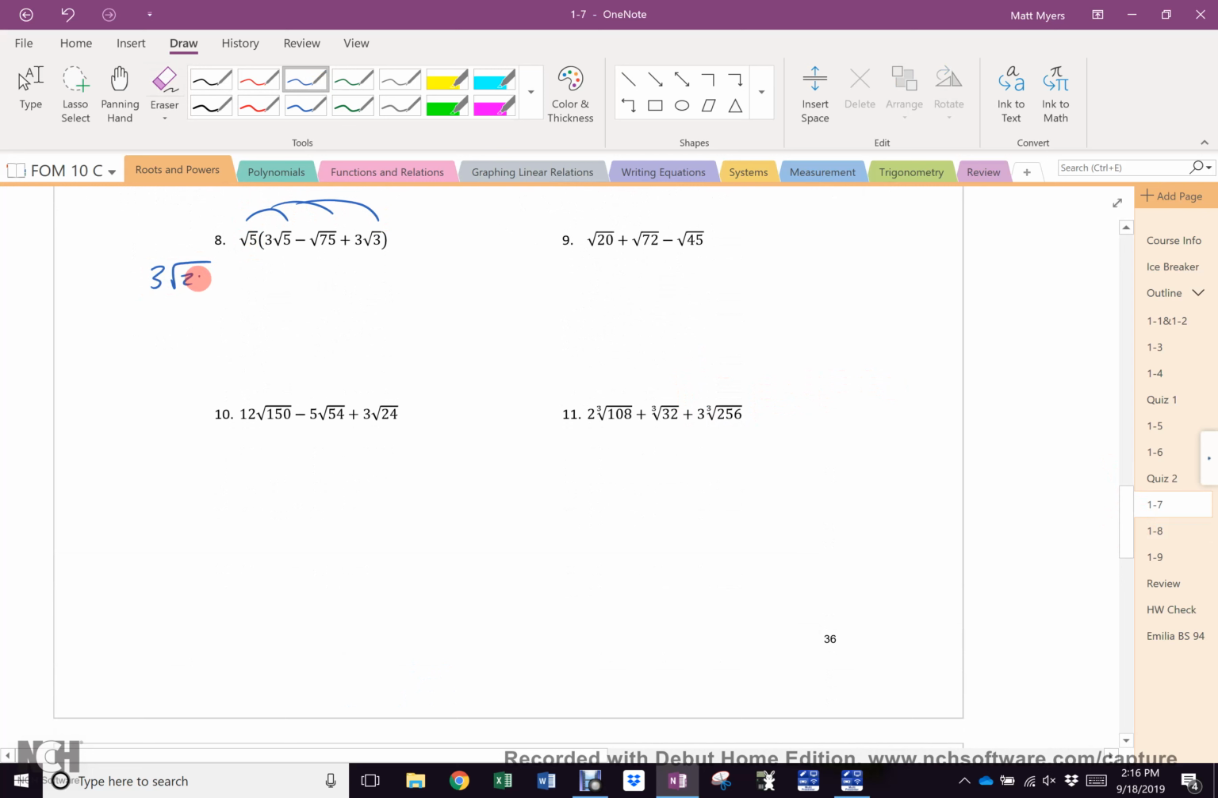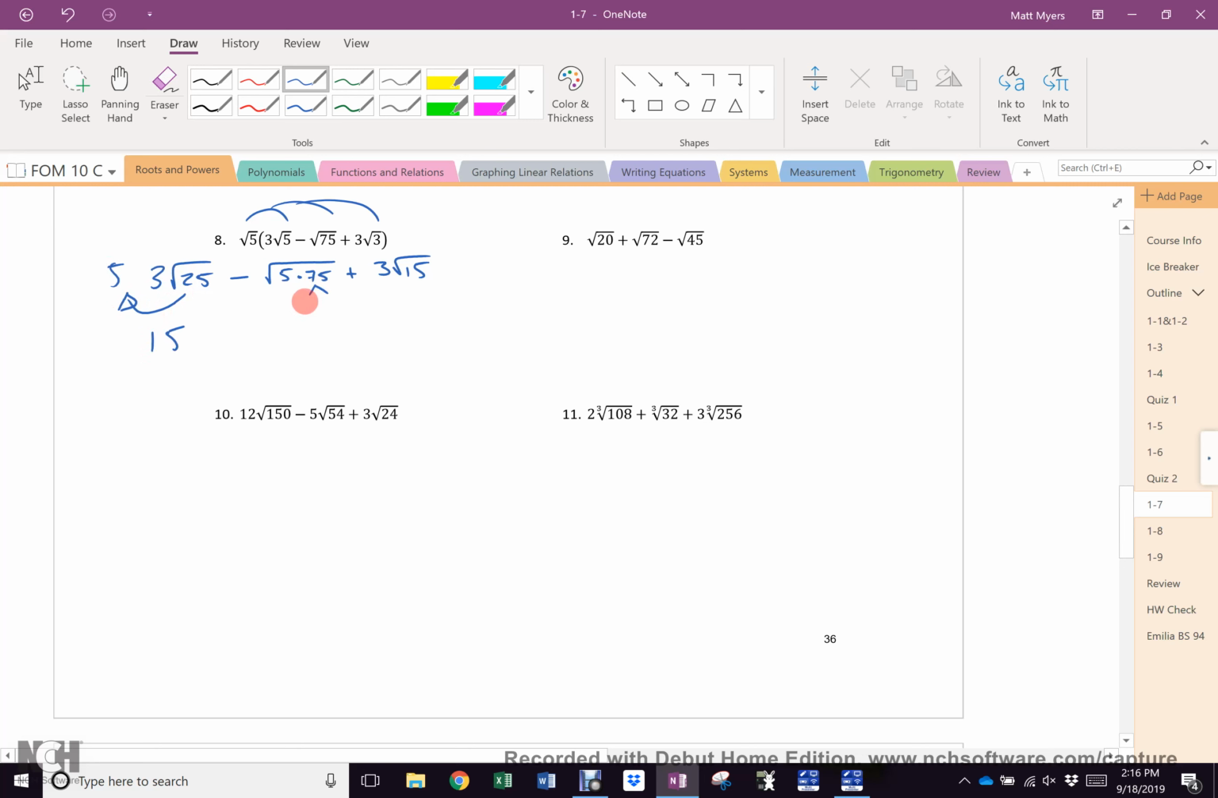3 root 25 minus, oh, barf, 5 times 75, that's a big number. So I'm going to leave it as 5 times 75 plus 3 root 5 times 3 is 15. Now I break it down. What's the square root of 25? 5. So what comes out? 5. 5 times 3 is 15.